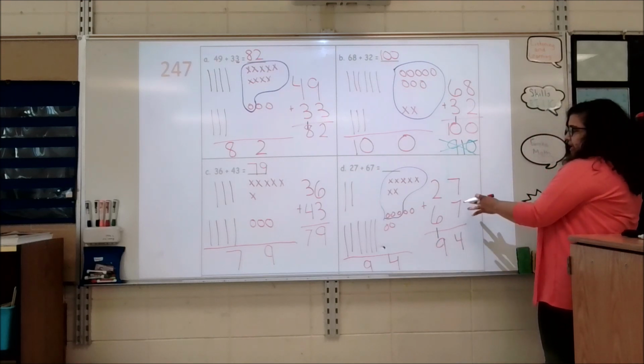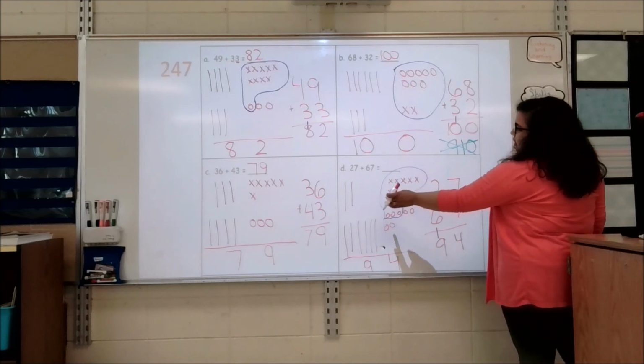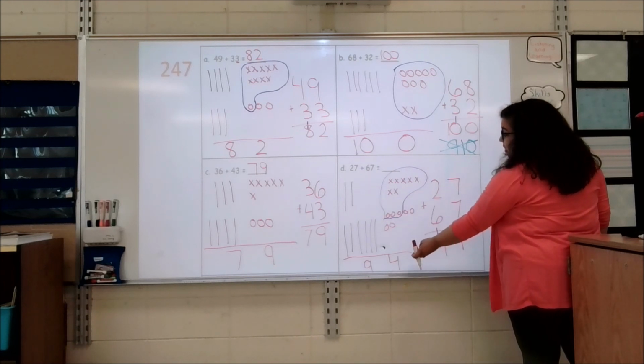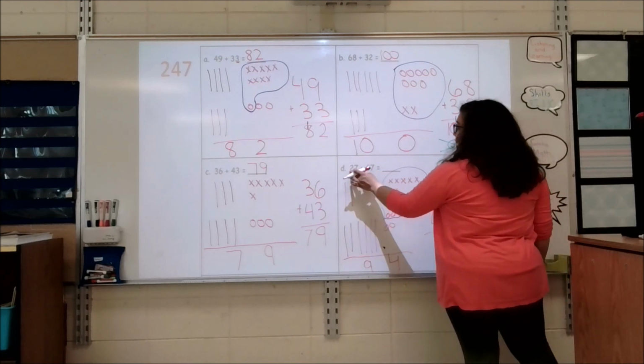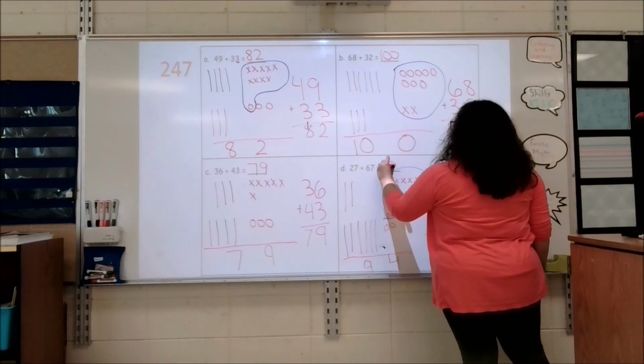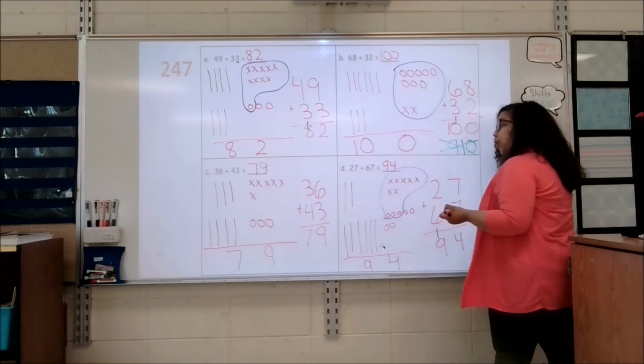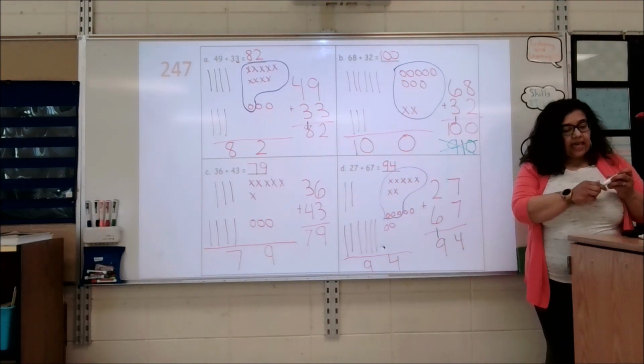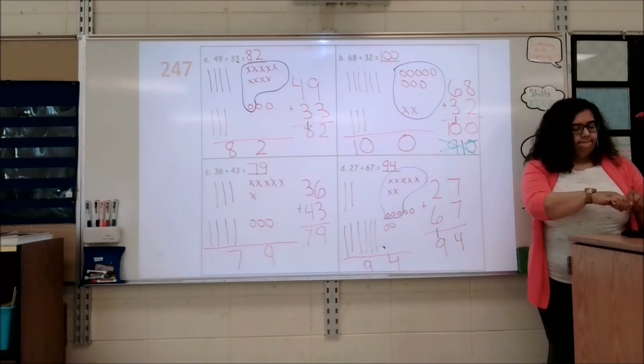27 plus 67 is 94. 27 plus 67 is 94. No matter which way you slice the cake, it's still cake.